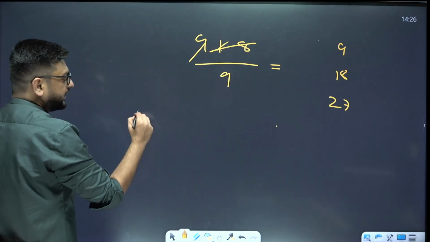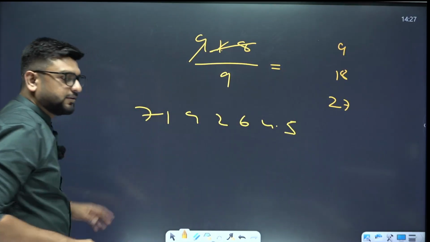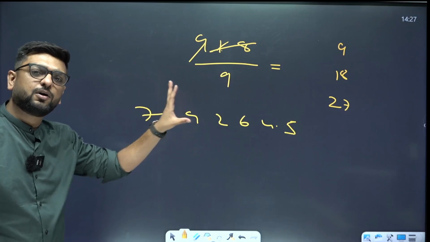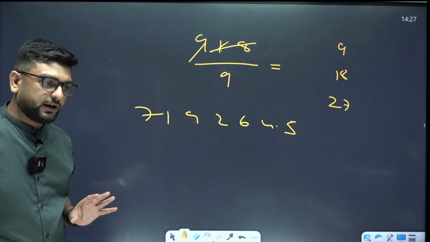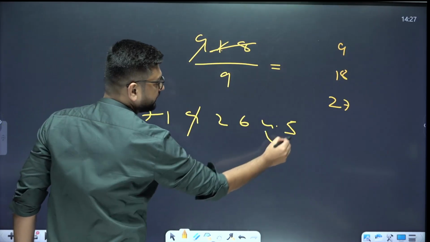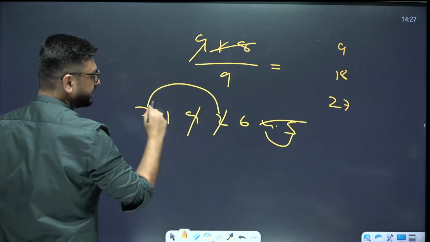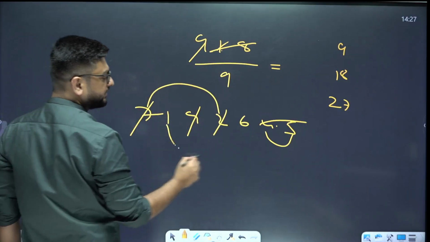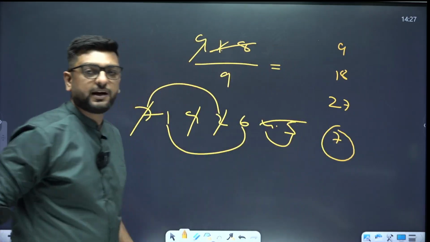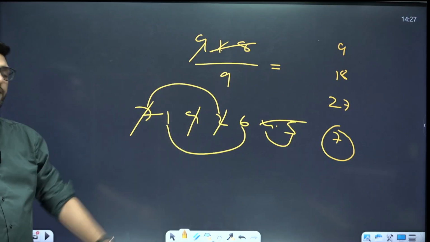Let's suppose I am saying 7192645. Similar method, the only thing is that the addition should come as 9 or 18. Here 4 plus 5 is 9, cut directly. Then 7 plus 2 is 9, cut directly. Now we are left with 1 and 6. 1 plus 6 is 7. So 7 would be our remainder when I divide this whole number by 9.